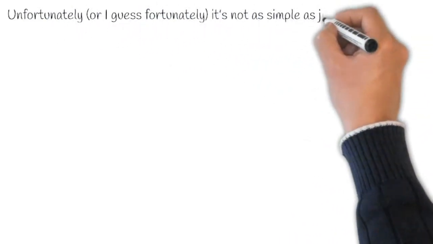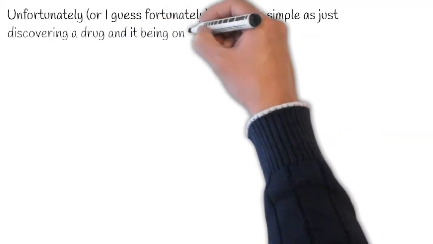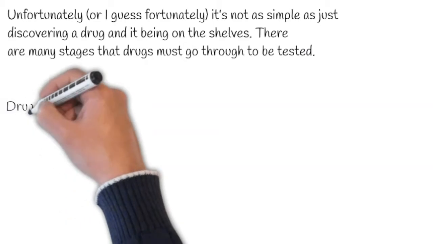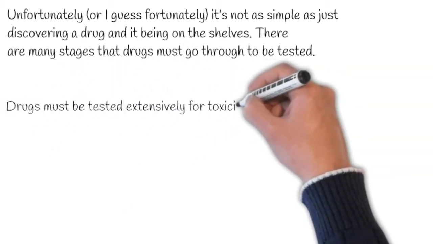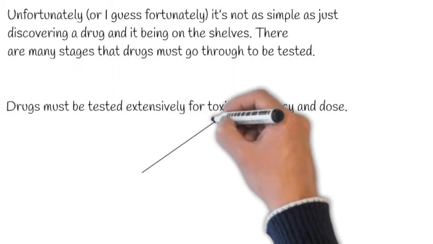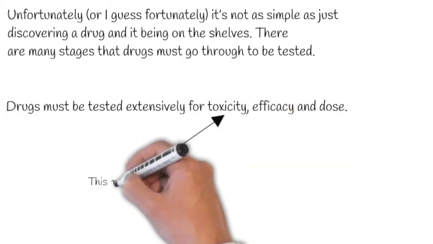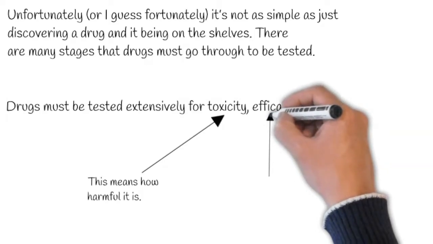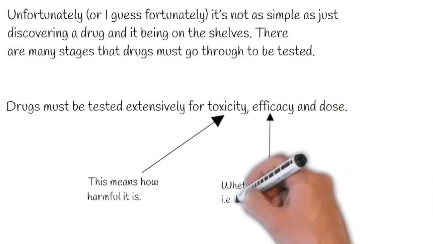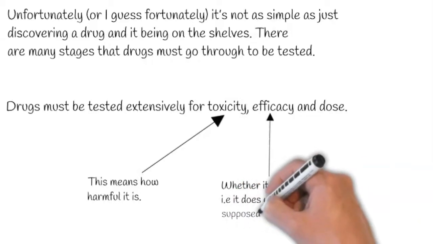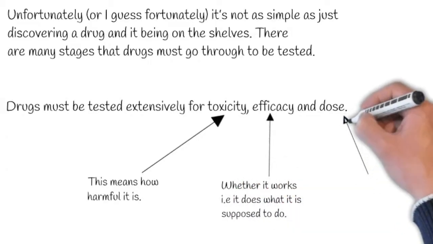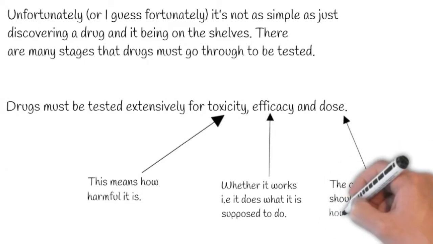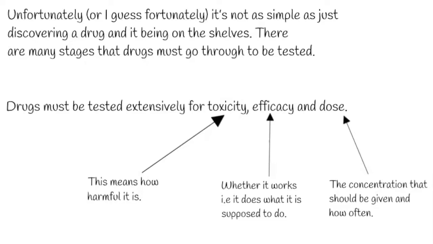Unfortunately, or I guess fortunately, it's not as simple as just discovering a drug and it being on the shelves. There are many stages that drugs must go through to be tested. Drugs must be tested extensively for toxicity, efficacy, and dose. Toxicity means how harmful it is. Efficacy means whether it works, i.e., it does what it's supposed to do. And dose means the concentration that should be given and how often.